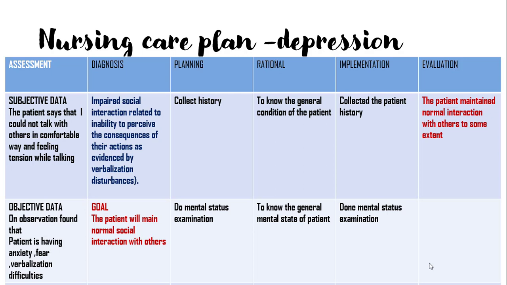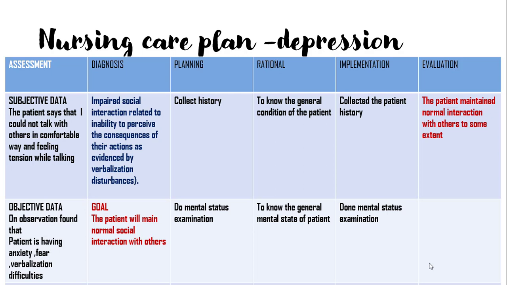In the case of depression, the priority-based nursing diagnosis is impaired social interaction related to inability to perceive the consequences of their action as evidenced by verbalization disturbance. So this is the nursing diagnosis. How to formulate the nursing care plan for this nursing diagnosis, you can see on the screen. First, you have to write the assessment. Again, I'm telling, under assessment you have two headings, subjective data and objective data. Under subjective data, what the patient is saying: the patient says that I could not talk to others in a comfortable way and feel tension while talking. What is objective data? On observation, found that the patient is having anxiety, fear and verbalization difficulties.